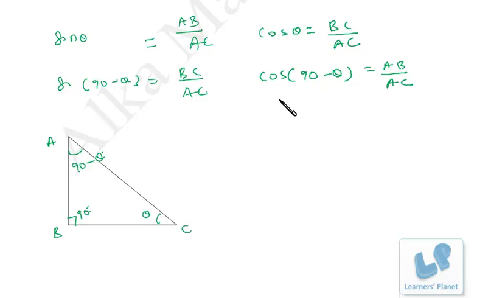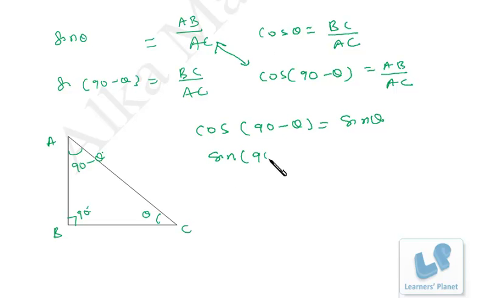Now you just look at all these four ratios. Sin theta is AB by AC and cos 90 minus theta is also AB by AC. That means what? Cos 90 minus theta is equal to sin theta, right? Similarly, sin 90 minus theta is BC by AC and cos theta is BC by AC. That means sin 90 minus theta is equal to cos theta. So these are the important relationships between sin theta and cos theta, right?